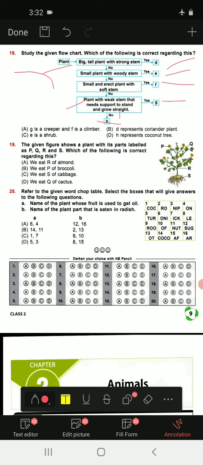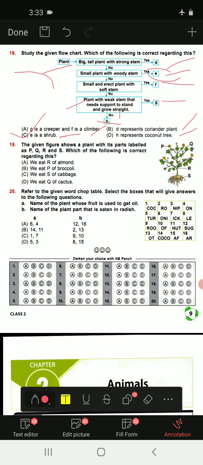So which option is correct? Option A. G is creeper and F is climber. Option B. D represents coriander plant. C. E is a shrub and D is... H represents coconut tree. Which option is correct? Option C. That is E is a shrub. This is correct.